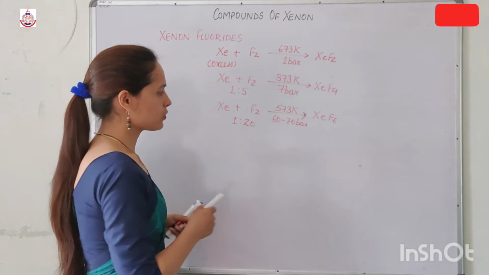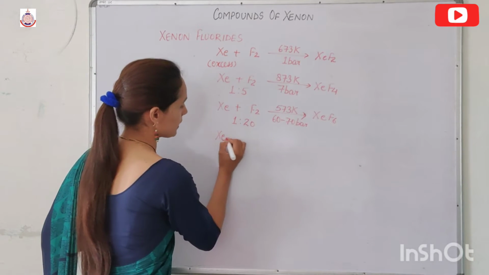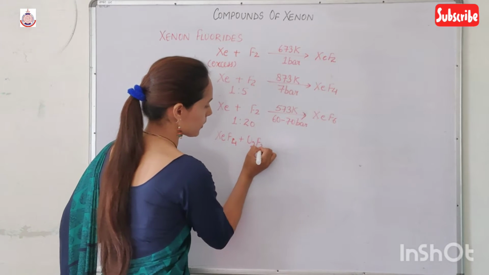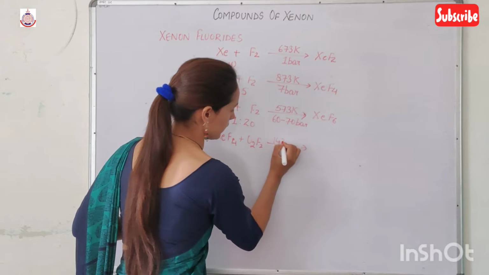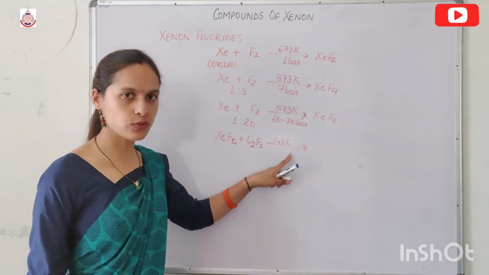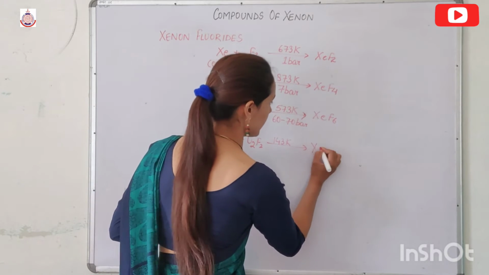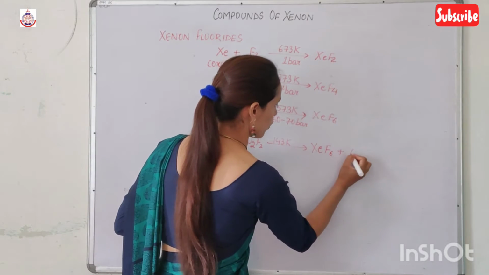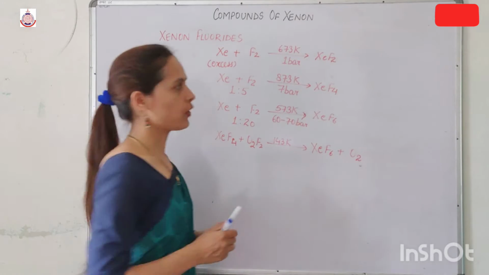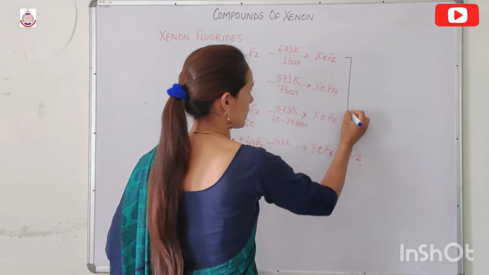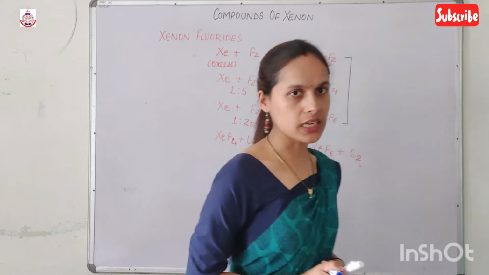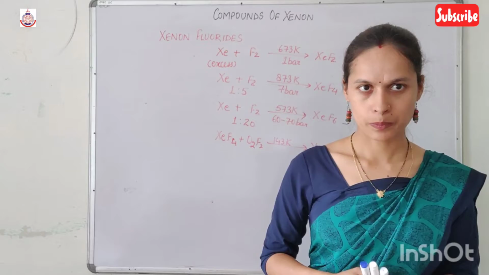This XeF6 we can also prepare by reacting XeF4 with O2F2 at 143 Kelvin. When XeF4 reacts with O2F2 at 143 Kelvin, we also get XeF6 plus O2. So the main source of the formation of the fluorides of xenon is the direct combination of xenon and fluorine under different conditions.